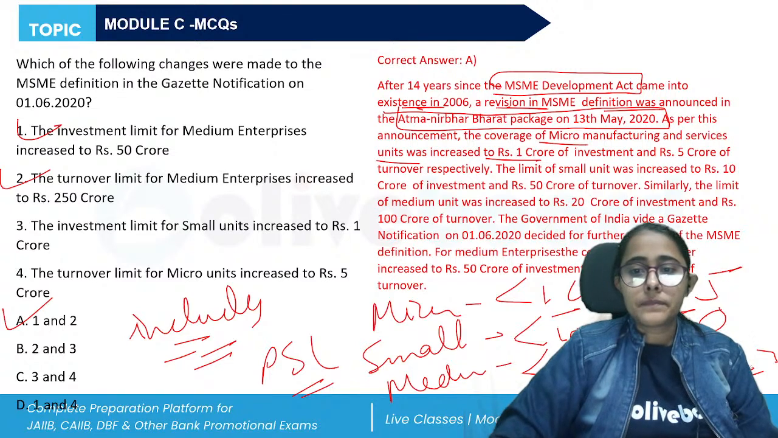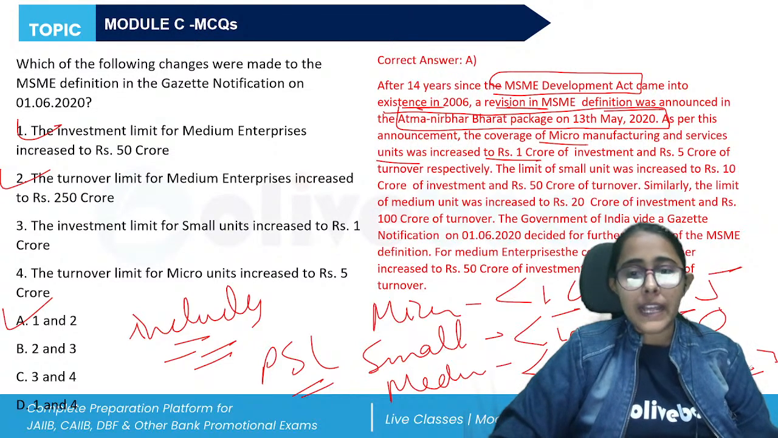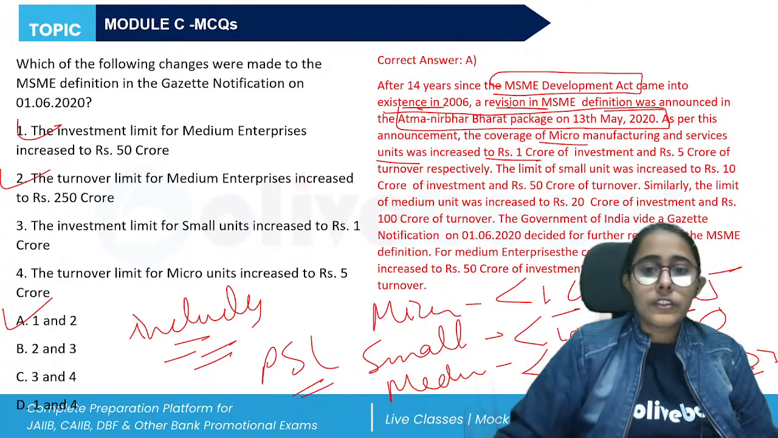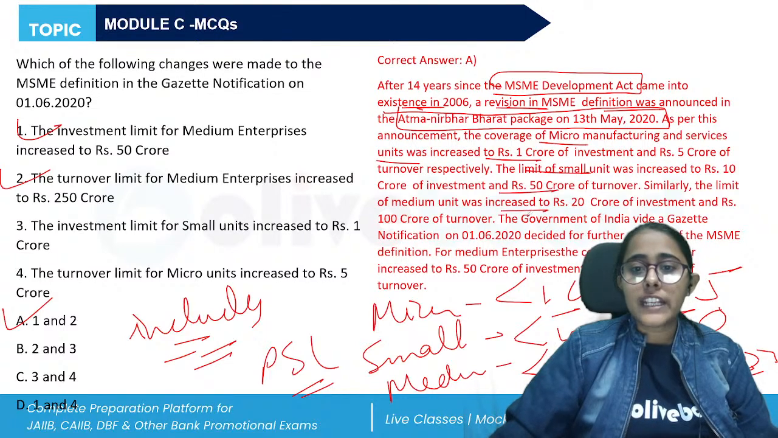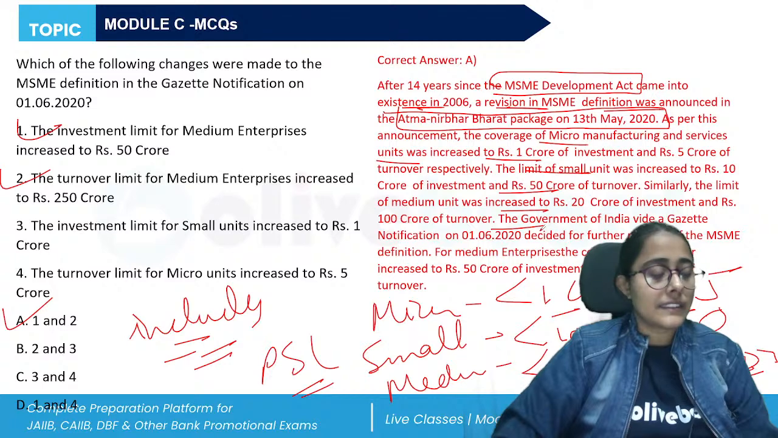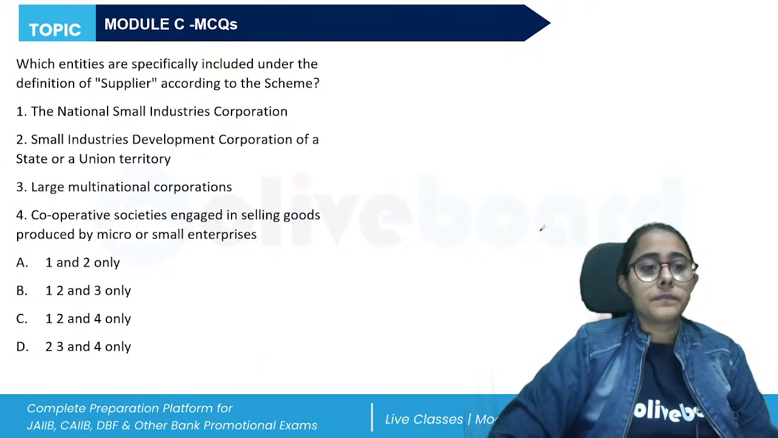Alright. A further revision was made and the medium enterprises limit was increased. The investment was made 50 crore and the turnover was made 250 crore. This is the definition that was changed. So the definition was revised. Investment and turnover both were increased. So the correct answer is 1 and 2.